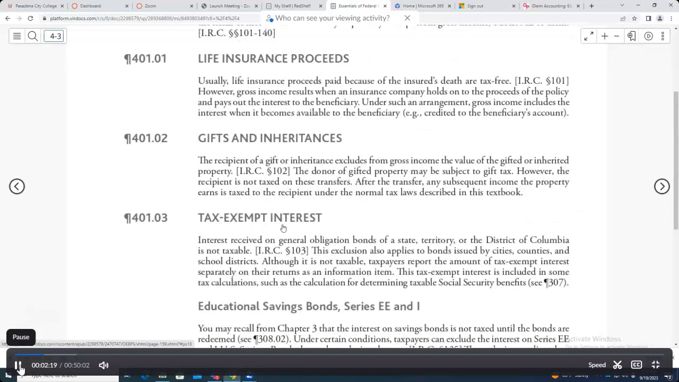We have sometimes tax-exempt interest. Interest received on general obligation bonds of state, territory, or District of Columbia is not taxable. That means if you buy municipality bonds, let's say, state bonds, that interest will not be taxable because the federal government wants to provide more chance for those type of small governments to raise capital by issuing bonds and providing non-taxable interest to investors.